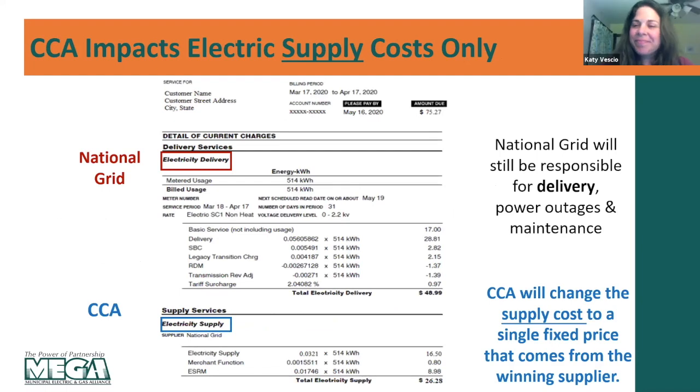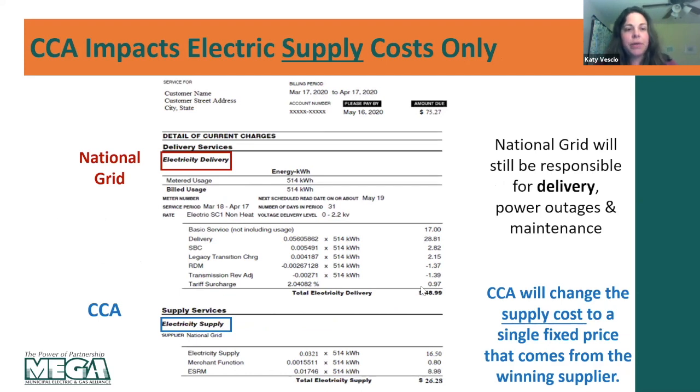Thank you, Nicole. Okay, so at this part of the presentation, we like to show you an example of a utility bill. This might resemble your National Grid bill at home. And the reason we do this is to explain that community choice aggregation, when we're talking about CCA, we're really talking about the supply portion of your electric bill.